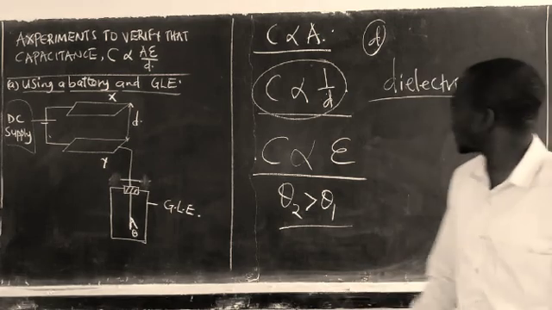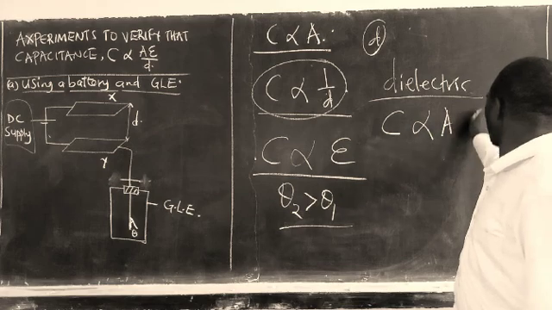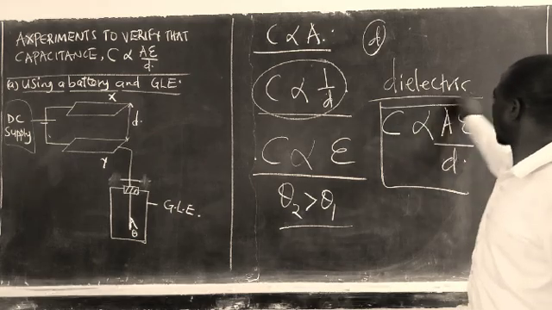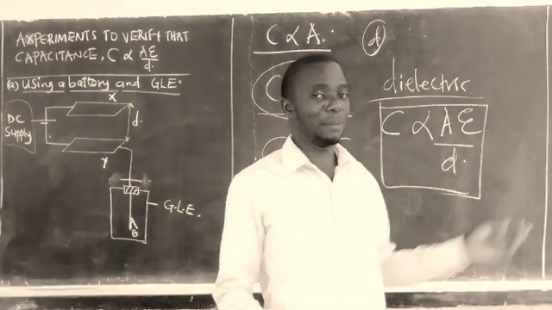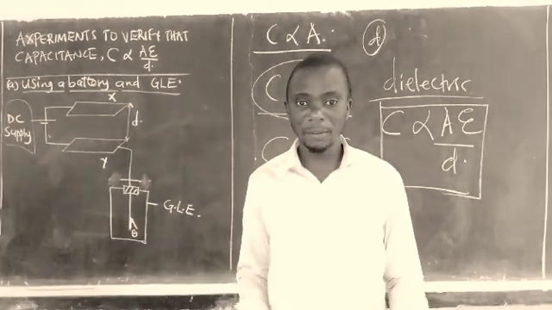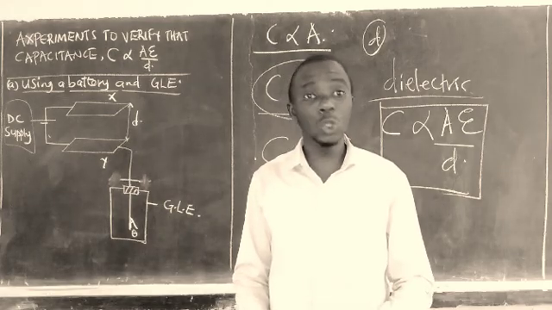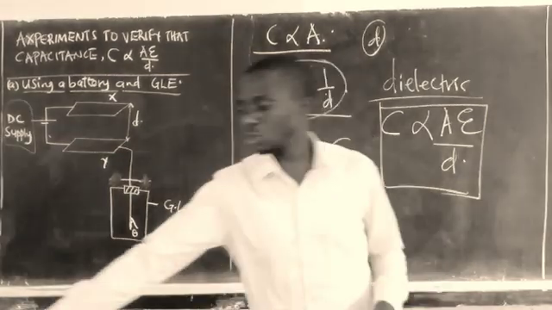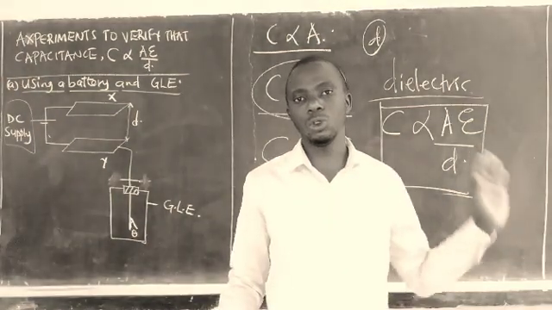The three experiments verify that capacitance is proportional to A, proportional to epsilon and inversely proportional to D. You can be asked to describe one experiment, to show that capacitance is inversely proportional to the separation of the plates. So you don't need to do all three. Just choose the same diagram, name it very well, and then do only that particular part.